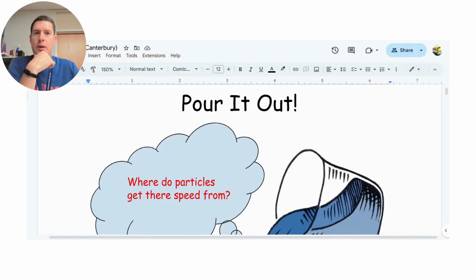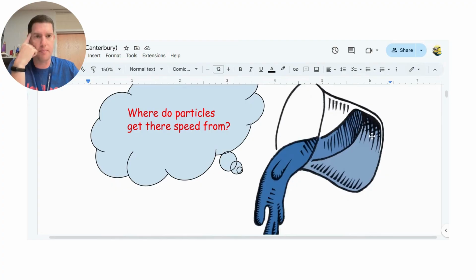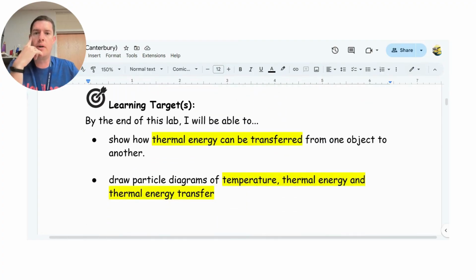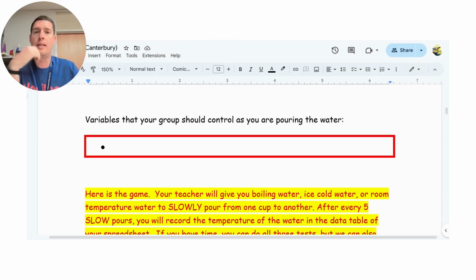All right, so let's go through and make sure that we have all the good ideas for our Pour It Out lab. All right, where do particles get their speed from? Okay, so we're going to be learning something about thermal energy. We're going to be learning about what temperature is, what thermal energy is, how it's moved, how it's transferred from one object to another.